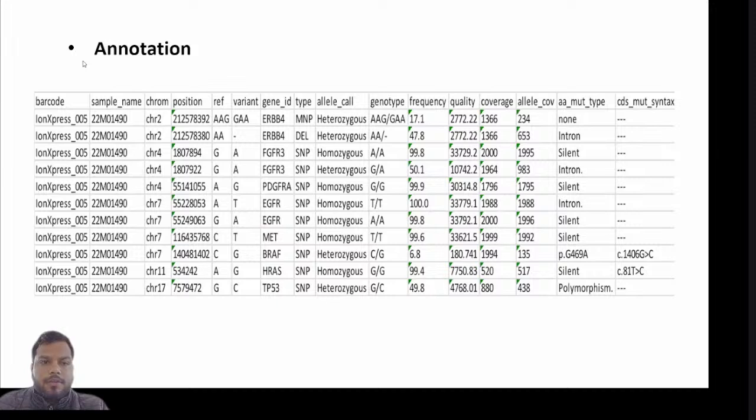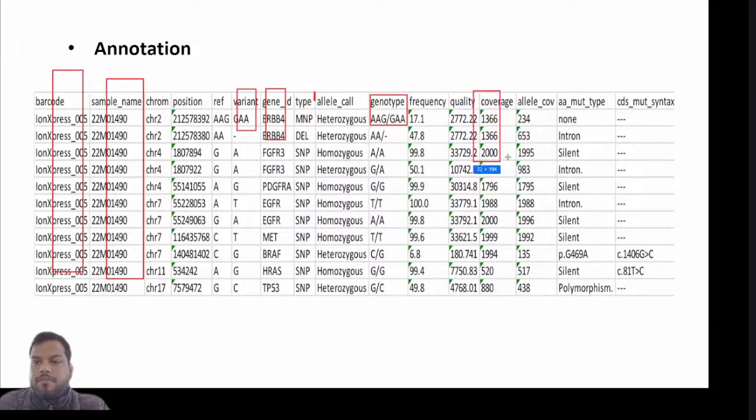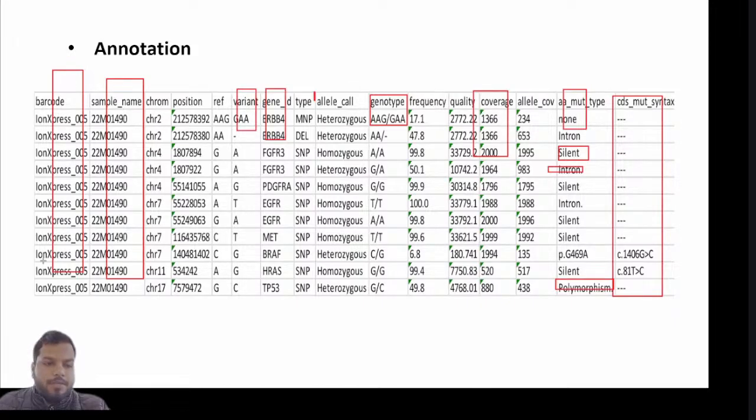After that, the annotation has been done. In annotation, you will see each thing: which barcode you ligated, your sample name, in which chromosome, position, reference, variant, gene ID, then genotype, frequency, quality, coverage, mutation, silent mutation, intron, polymorphism, whatever is there, and at which site the mutation is. Everything you will get after annotation.